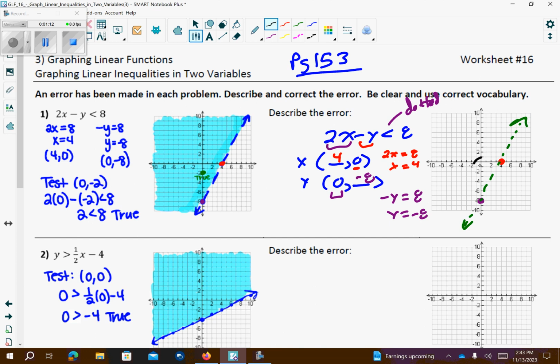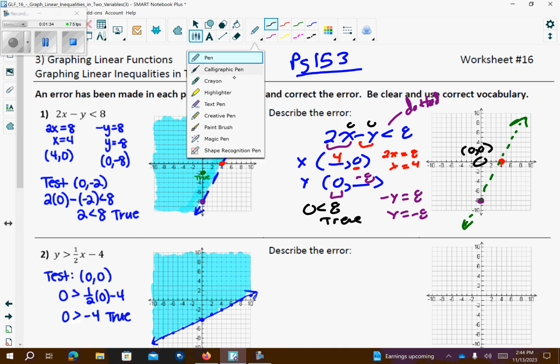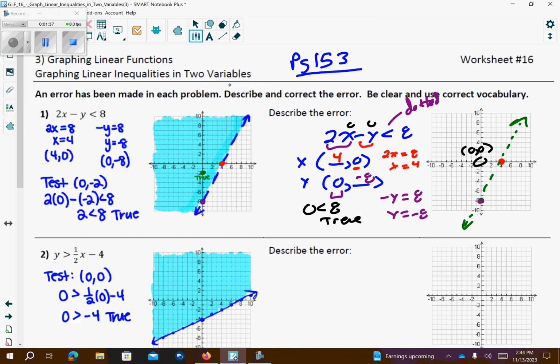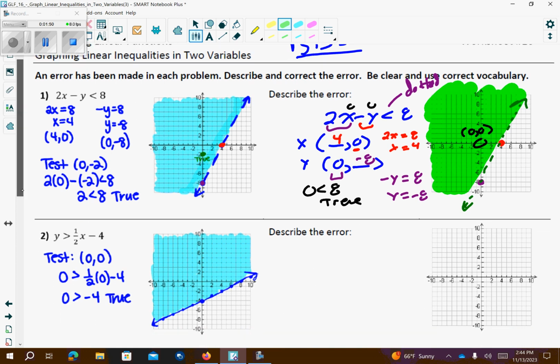Let's take a look at 0, 0 as a test point. Okay, that's the upper left of our dotted line. So we're going to plug our zeros in here and here. So 2 times 0 is 0 minus 0. So I get 0 minus 0. 0 is less than 8. That is true. So that would mean I would shade the side that 0, 0 is on. 0, 0 is over here. You know what? I don't think there was an error on this one. Okay, there's no error. So that was our mistake.